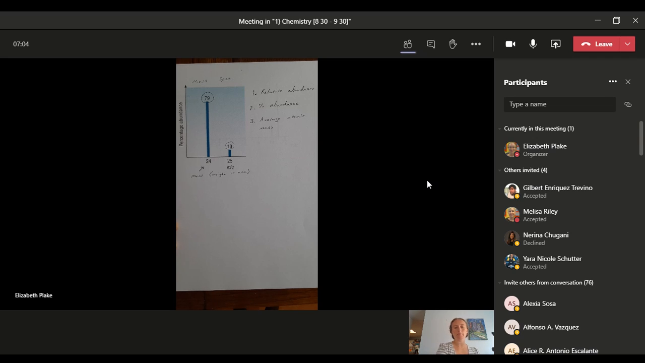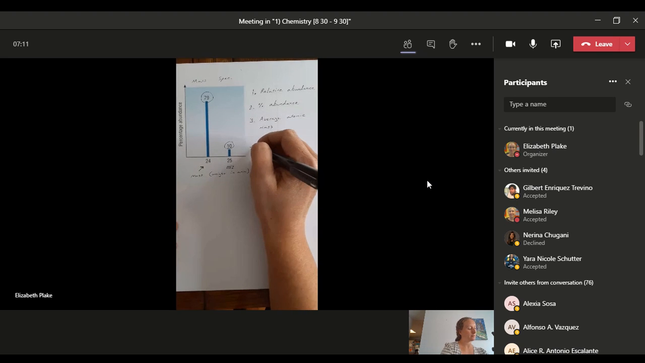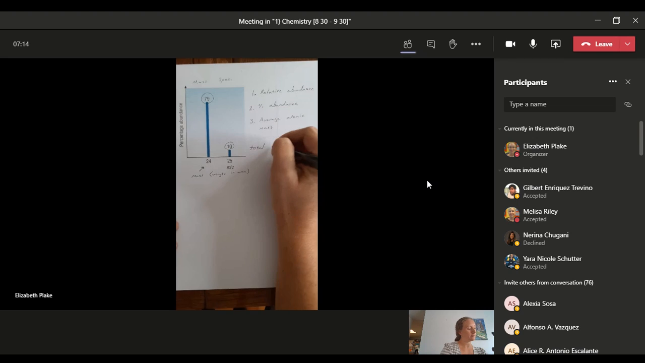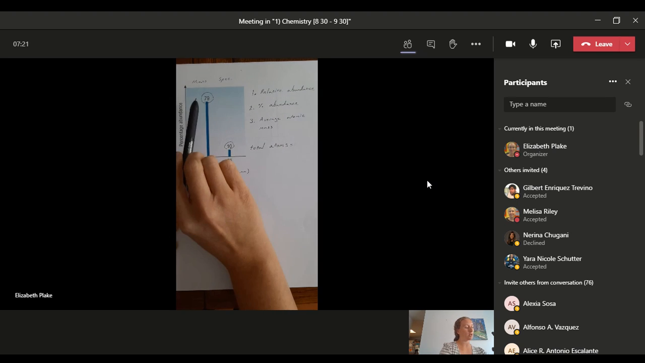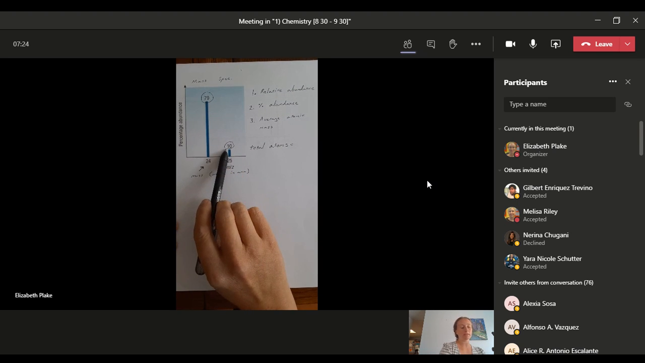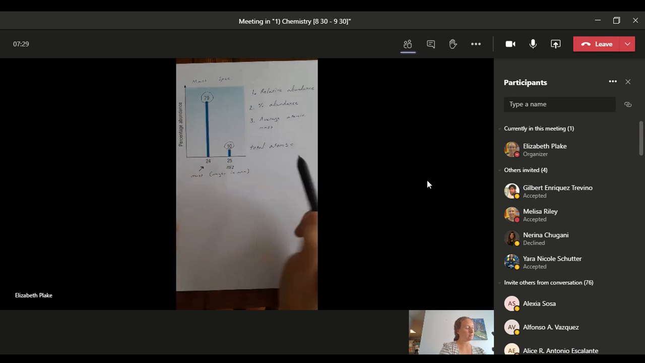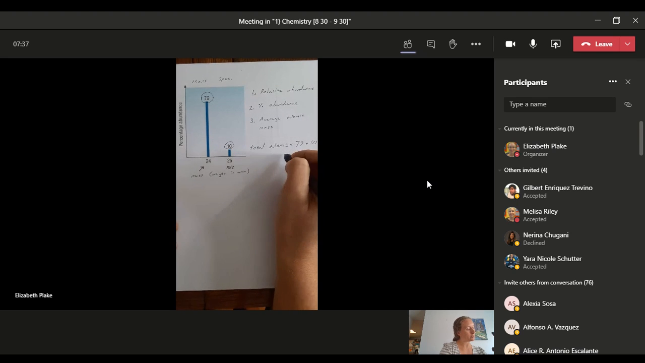An important thing to remember is you will always need to calculate your total number of atoms. So always do that first. When I look at my total atoms, I just add the numbers at the top of each bar. You have to add the numbers on the top because you want the number of atoms. You don't want the mass. So this is 79 plus 10. So my total atoms is going to be equal to 89.